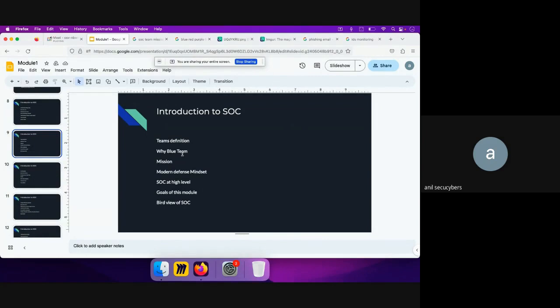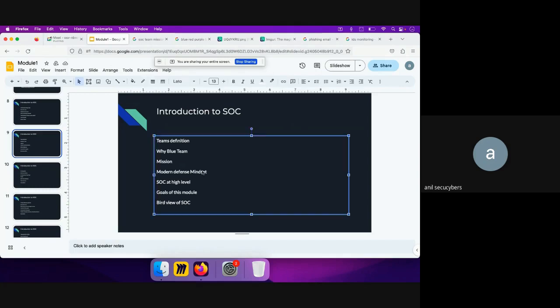And now let's go to the next part, which is modern defense mindset. Okay, how does the modern defense look in any organization? And what should be the mindset of a modern defense team in any organization?